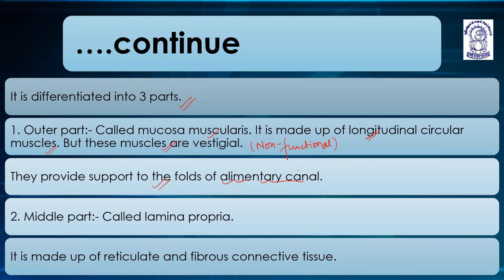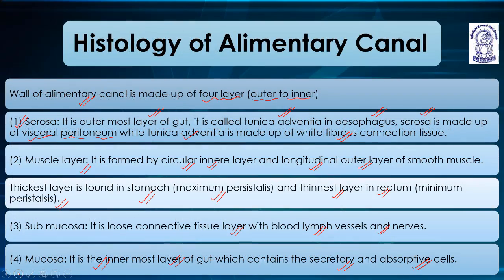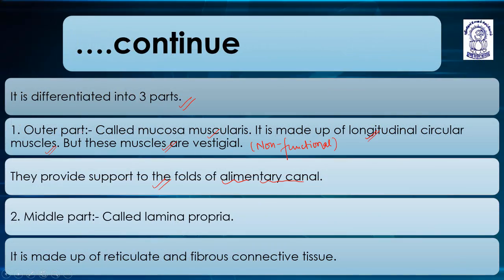Understood? So the mucosa is subdivided into three parts. The outer part is the muscularis mucosae, made up of longitudinal and circular muscles, but these muscles are vestigial. They don't have any physiologic function. They only help in supporting the folds of the alimentary canal.